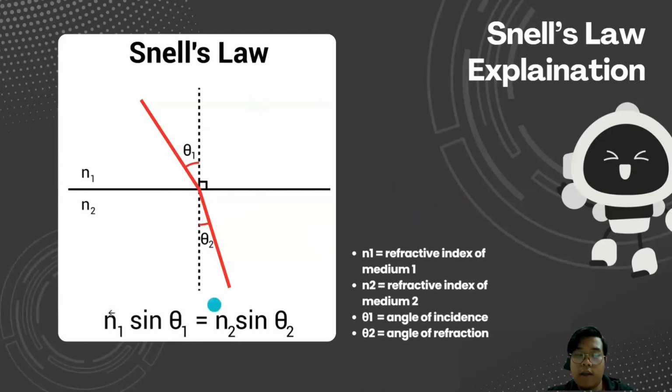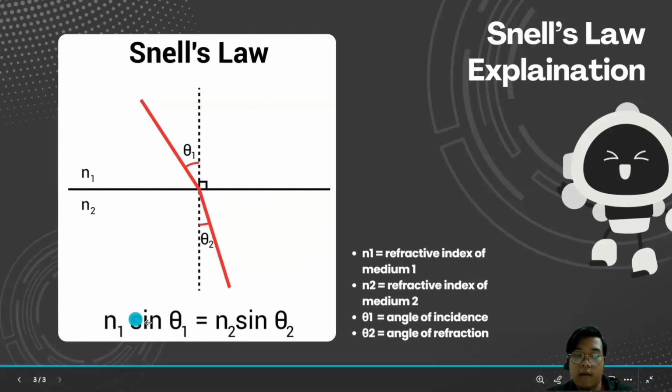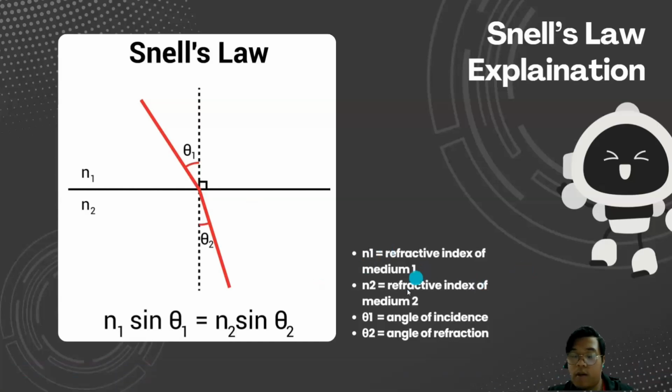As we can see in this equation, n1 sin theta 1 equals n2 sin theta 2, where n1 is the refractive index of medium 1 and n2 is the refractive index of medium 2. So what is this refractive index? Basically, the refractive index is the capability of a medium to bend light.